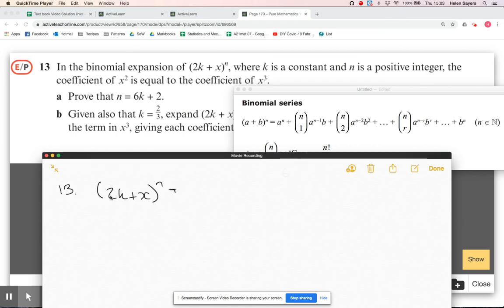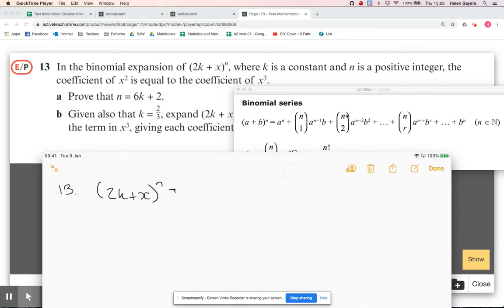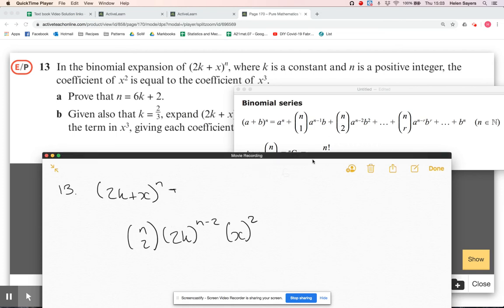So obviously, for us, a is 2k, b is x, and n we're calling n. So my squared term, so obviously if b is x, this is my x squared term. So it's going to be n choose 2. It's going to be b squared and 2k to the n minus 2. Okay, so I'm looking at that term there, and I'm literally just substituting in the information we've got. So we're still calling n n. Our a is 2k and our b is x. So there's my x squared term.